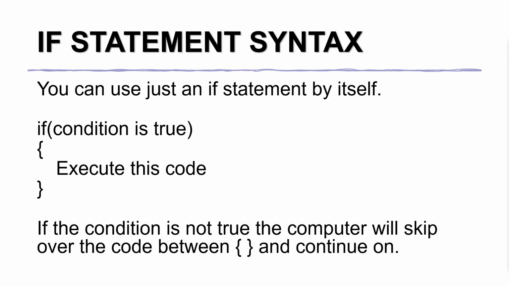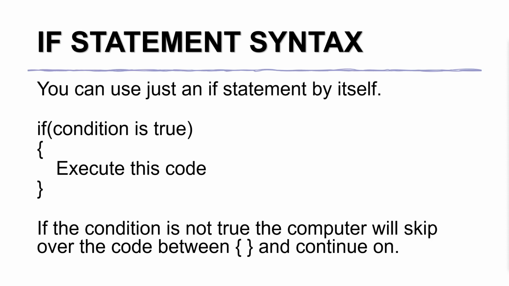The most basic type of control flow statement that you can use is called an if statement. And you can just use this by itself. We can talk about this using common English language to figure out what's happening. The way that it works is you have a condition, and if that condition is true, you're going to execute specific lines of code. And if the condition is not true, we just don't run the code that's between the curly braces.